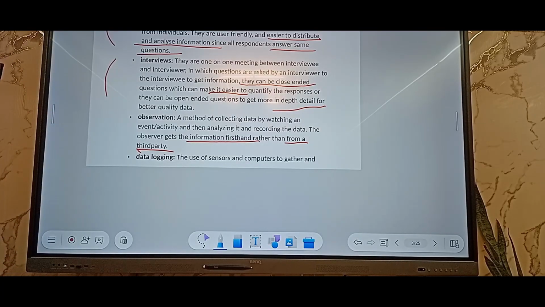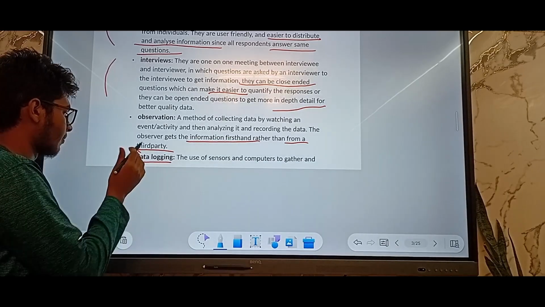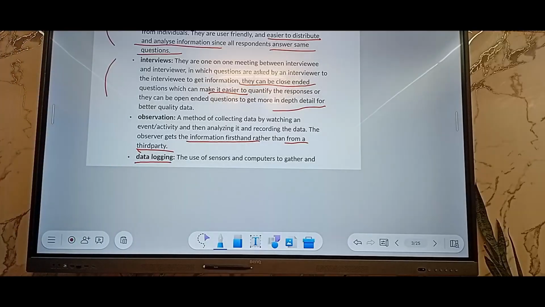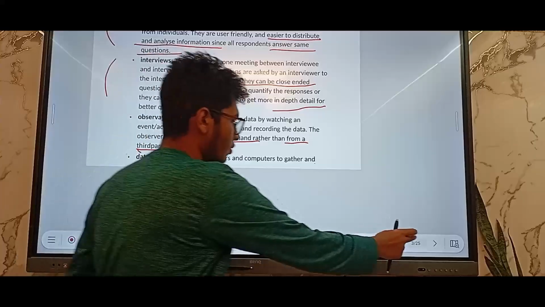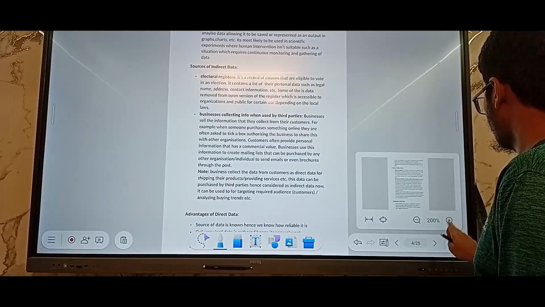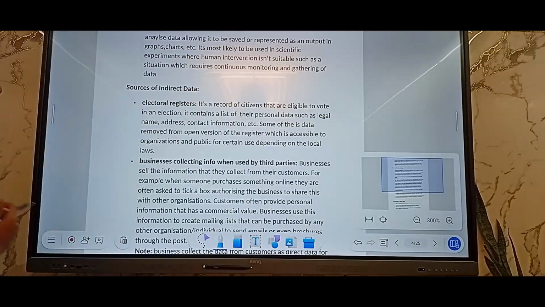So this is a method of collecting data by watching an event/activity and then analyzing and recording the data. And now we have one of the best direct sources of data, which is data logging. The use of sensors and computers to gather and analyze data, allowing it to be saved or represented as an output in graphs, charts, etc. It is most likely to be used in scientific experiments where human intervention isn't suitable, such as a situation which requires continuous monitoring and gathering of data.